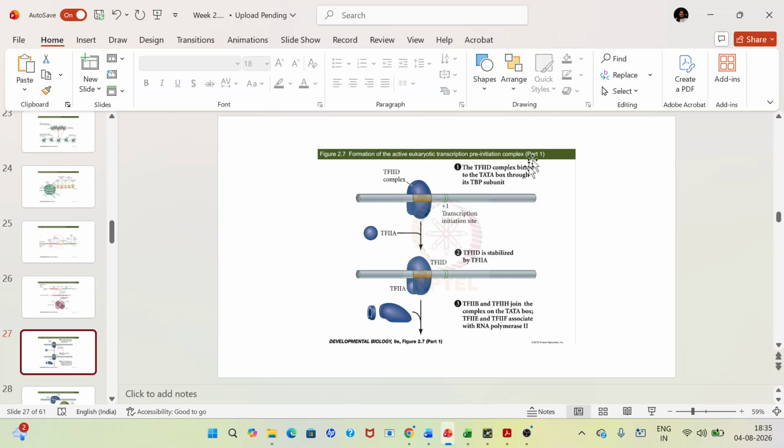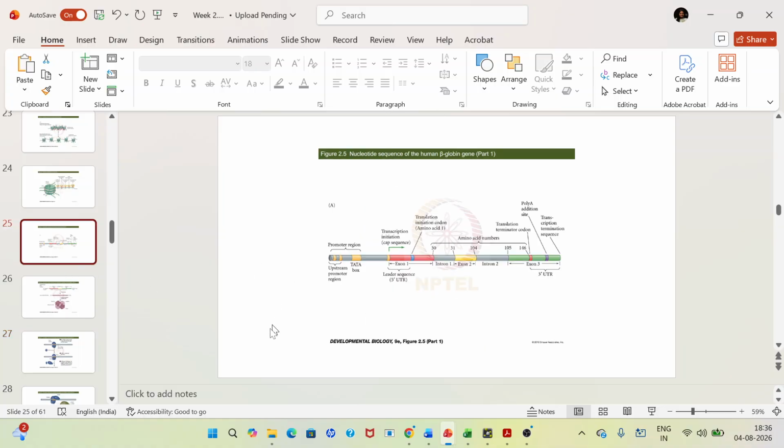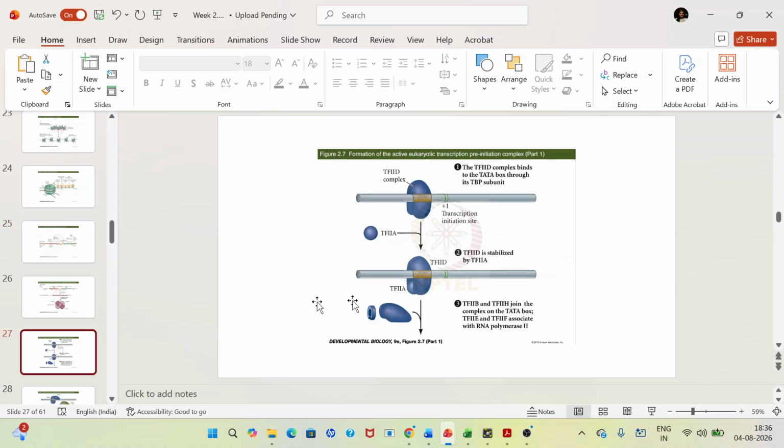So how these transcription factors help, how these are important for different kinds of processes for the initiation of gene transcription and all, let's see that. So this transcription factor 2D complex is what binds to the TATA box. As I told you already, it is present in the promoter region of this gene, of a eukaryotic gene. Here it is the TATA box. So it is present in the promoter region.